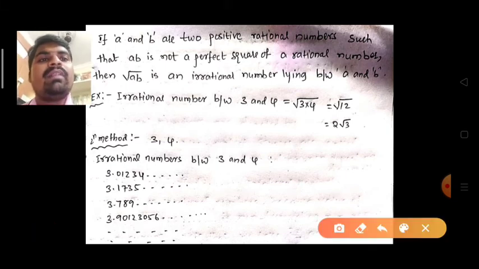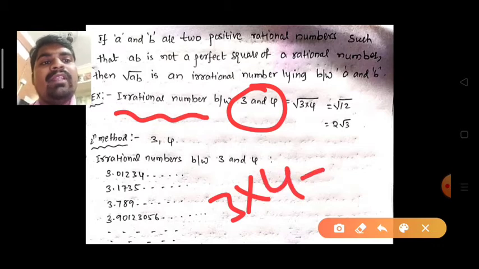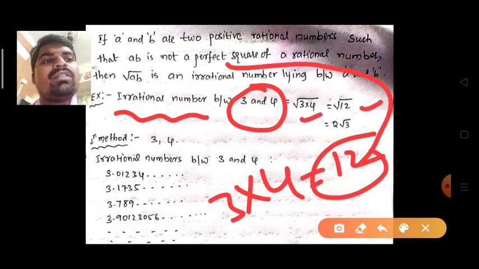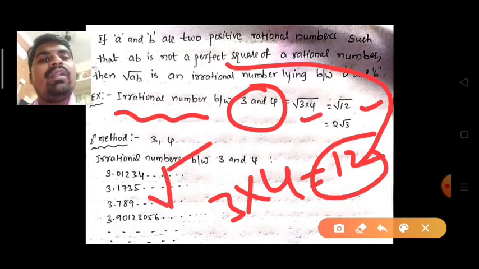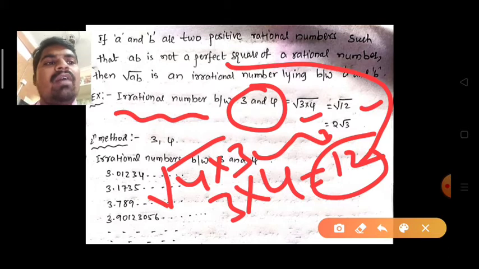For example, here two rational numbers are given, 3 and 4, and we can find an irrational number between them. Observe, multiplying 3 into 4 gives 12, and 12 is not a perfect square, so we can apply this formula. Irrational number between 3 and 4: under root ab, under root 3 into 4, so under root 12. We can write under root 4 into 3. Root 4 is nothing but 2, and under root 3 stays under root 3 only, because it is not a perfect square. This is the first method.